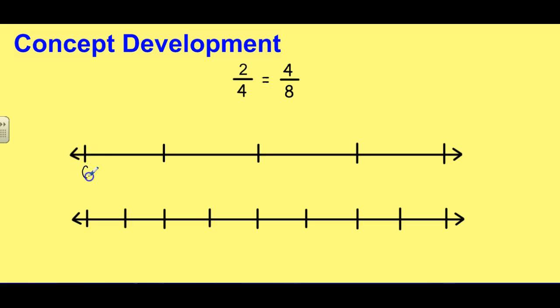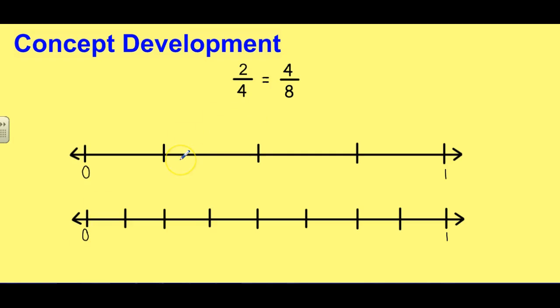Okay, we do need to label 0 and 1 on our number lines, because this is one whole that we're looking at, and we start at 0 and we end at 1. And really, this 0 right here is equal to 0/4, since this number line is divided into 4 equal parts. And this 0 is actually equal to 0/8.